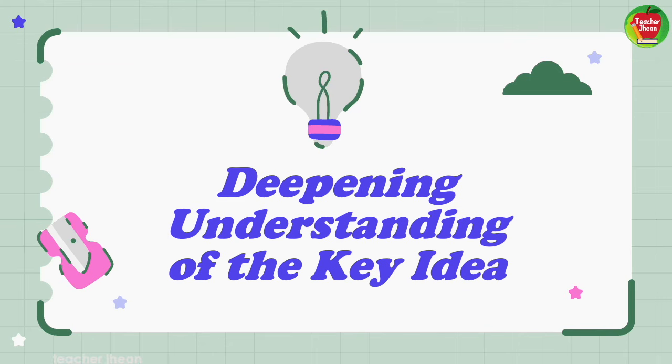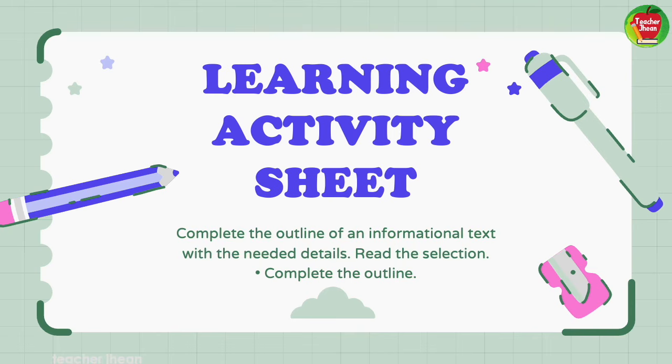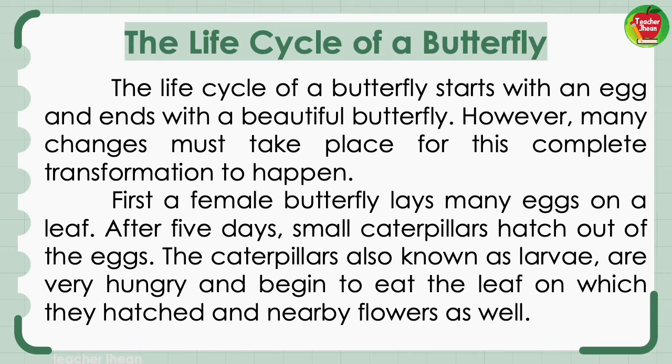Now let's have a deepening understanding of the key idea. Now let's have a learning activity sheet. Complete the outline of an informational text with the needed details. Read the selection and complete the outline. The life cycle of a butterfly.